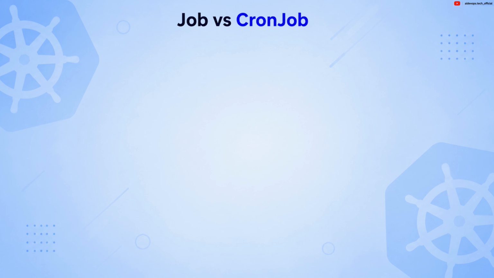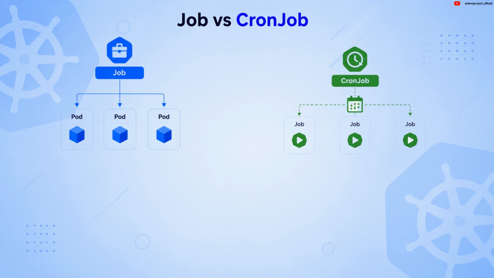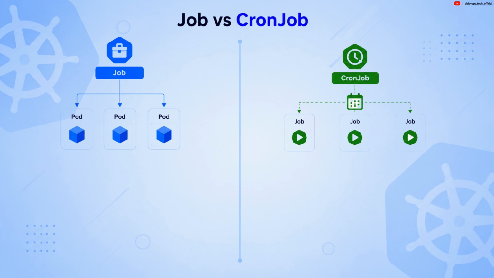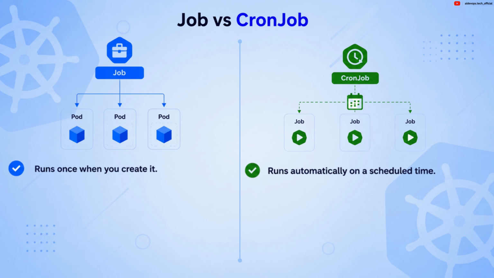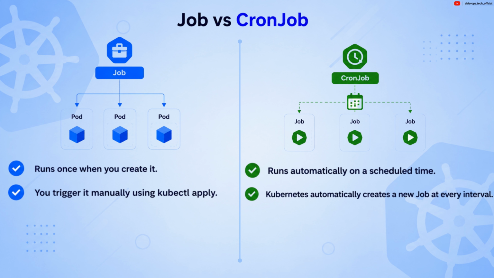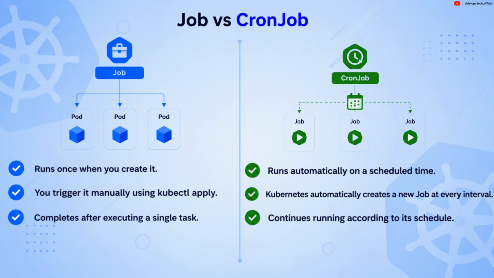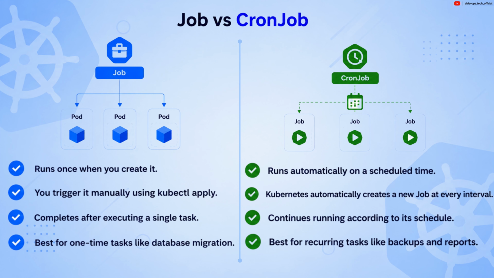Now let's see how a cron job is different from a job. Both job and cron job eventually run a pod to complete the task, but they serve different purposes. A job runs once when you create it, but a cron job runs automatically at the scheduled time. With a job, you trigger it manually using kubectl apply, but with a cron job, Kubernetes automatically creates a new job at every scheduled interval. A job completes after execution of a single task, but a cron job continues running according to the schedule until it is deleted. A job is best for one-time tasks like a database migration or batch processing, but a cron job is best for recurring tasks like database backup, report generation, and log cleanup.